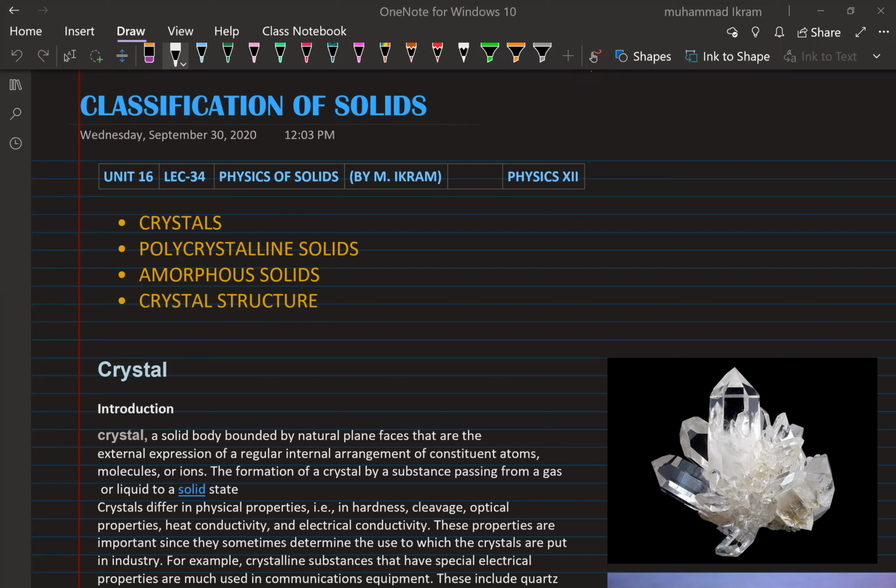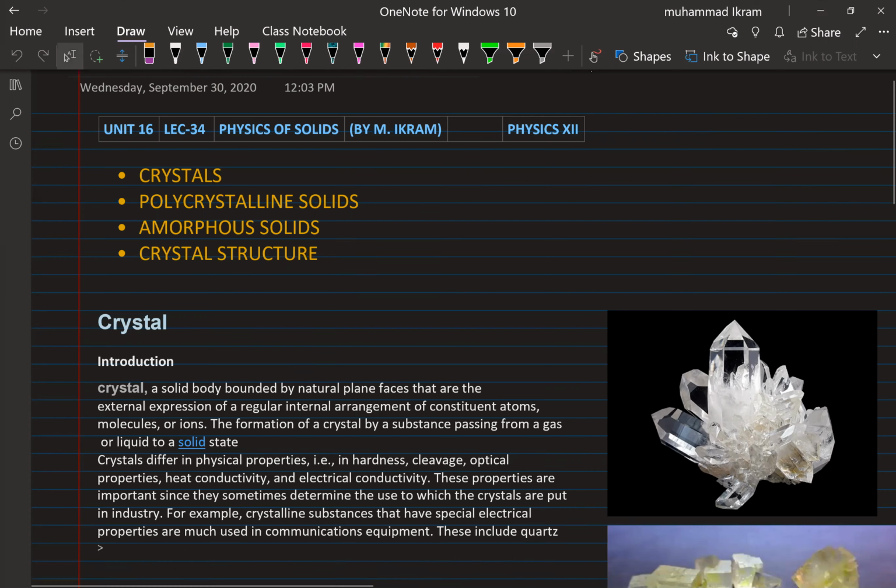Our today lecture is about unit number 16, lecture 34, and it is the classification of solids. So here this is rather the kind of solid state physics. In this physics, we will study mostly the physical properties of the solids, right? That is, what happens to solids when they are under pressure or when their temperature is changed, or such properties. So we will study about this.